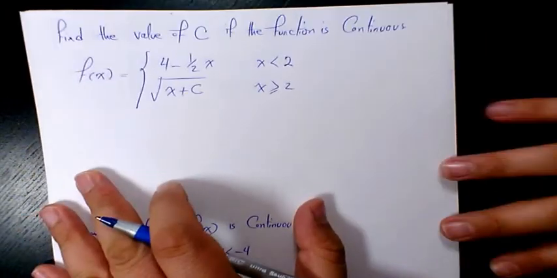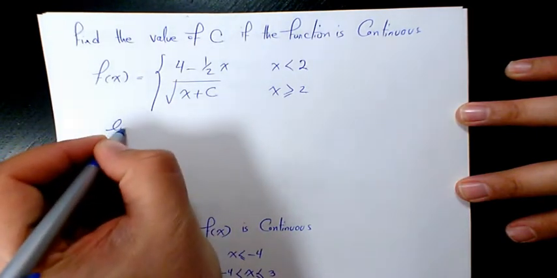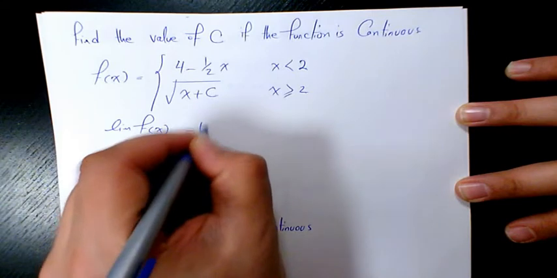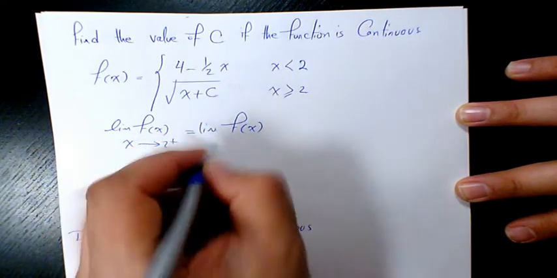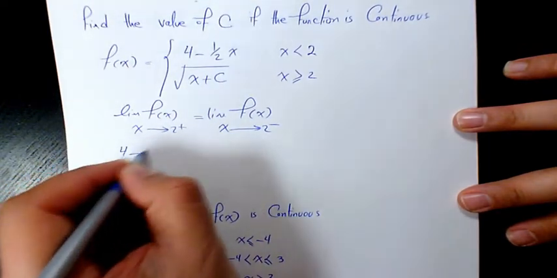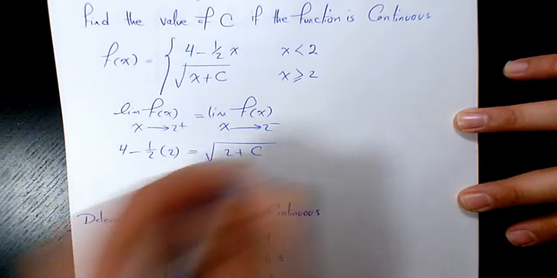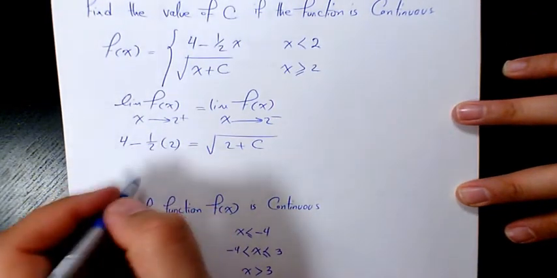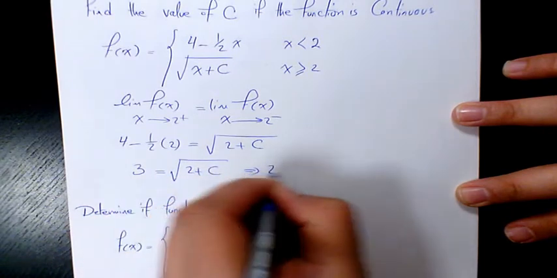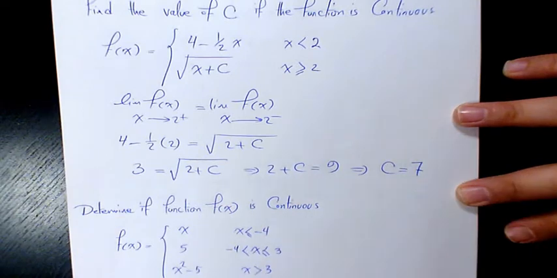Find the value of c if the function is continuous. So again, the limit of f of x when x is approaching 2 plus equals the limit of f of x when x is approaching 2 minus. It means that 4 minus 1 over 2 times 2 equals the square root of 2 plus c. So 4 minus 1 is going to be 3. So it means that 2 plus c has to be equal to 9. So c will be 7.